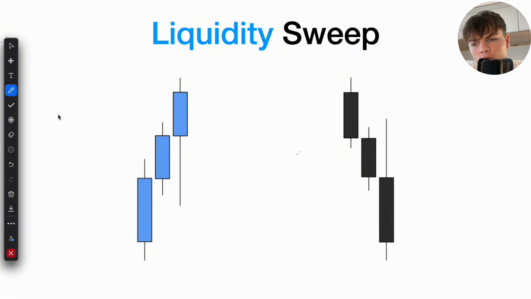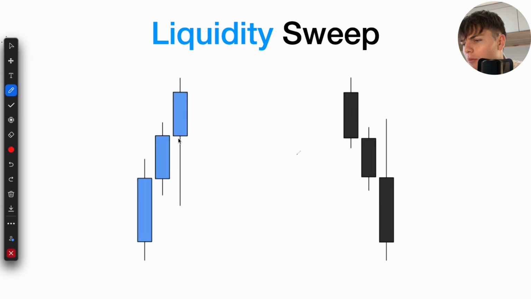Okay? Because whenever people have their stop losses below a previous low or above a previous high, there's also money resting up there. Okay? There's money resting up and down. Because stop loss equals money. Money equals liquidity, liquidity equals stop losses.